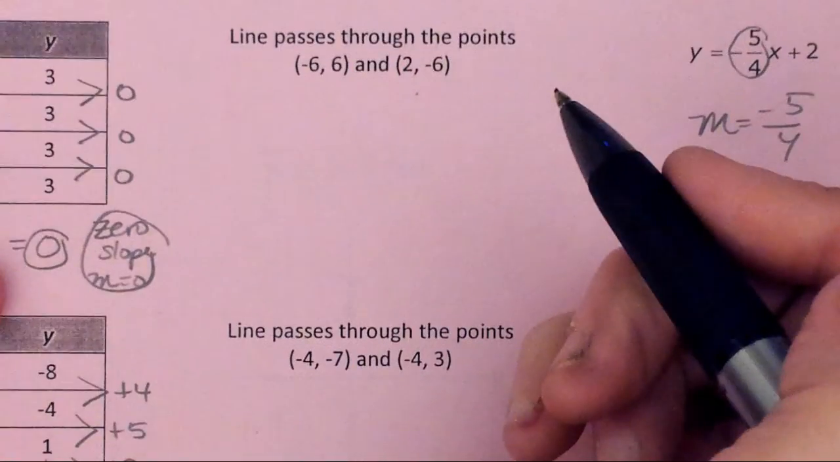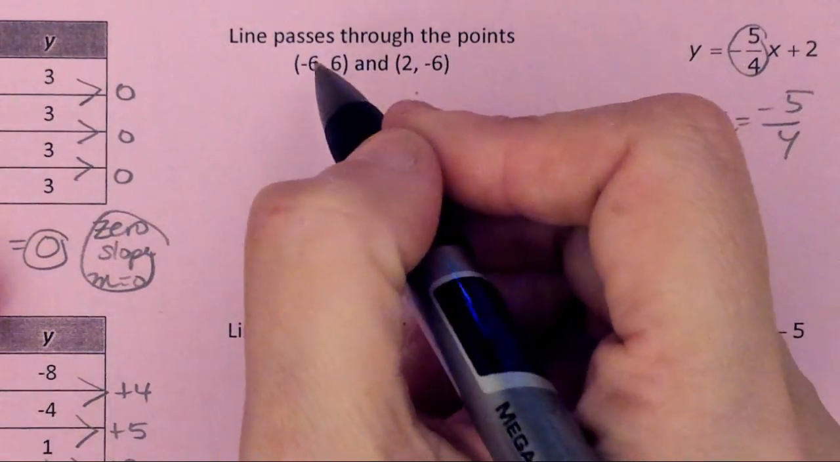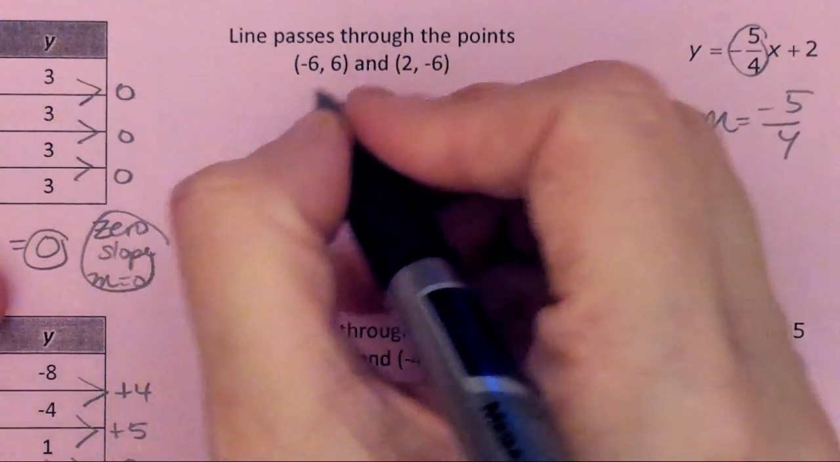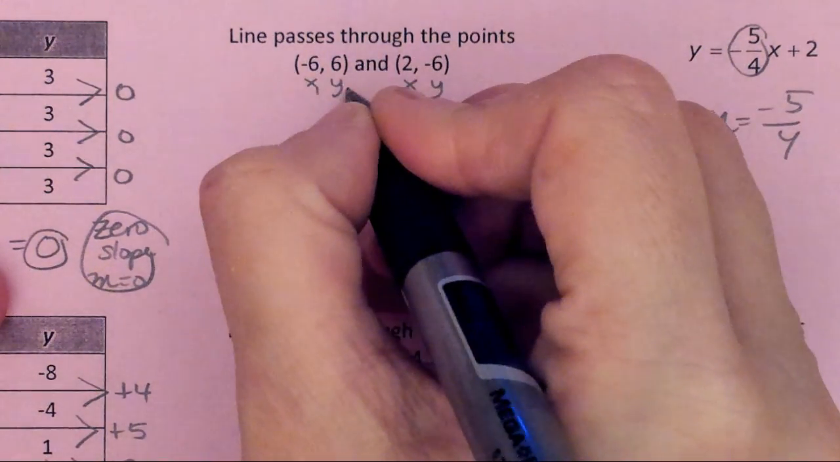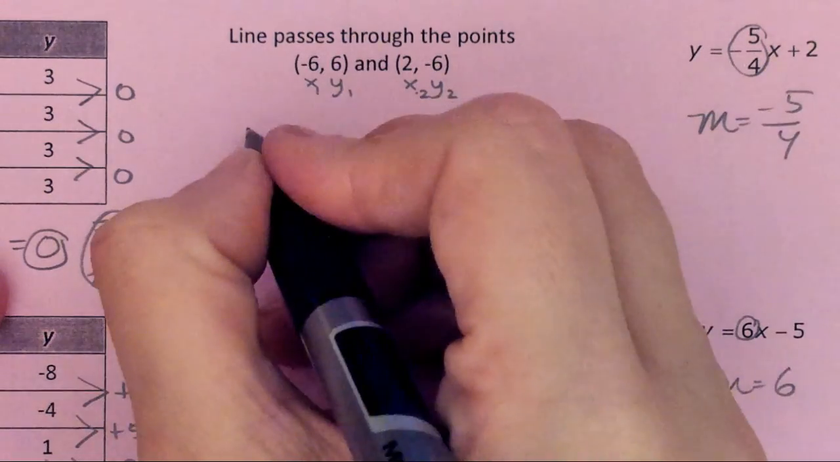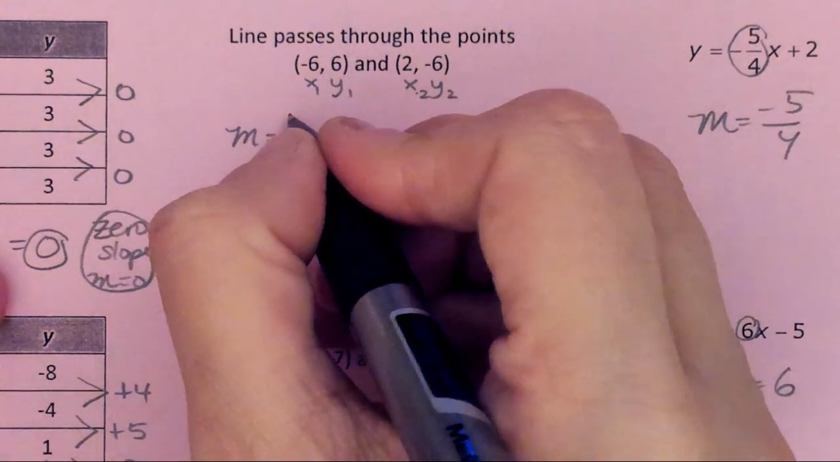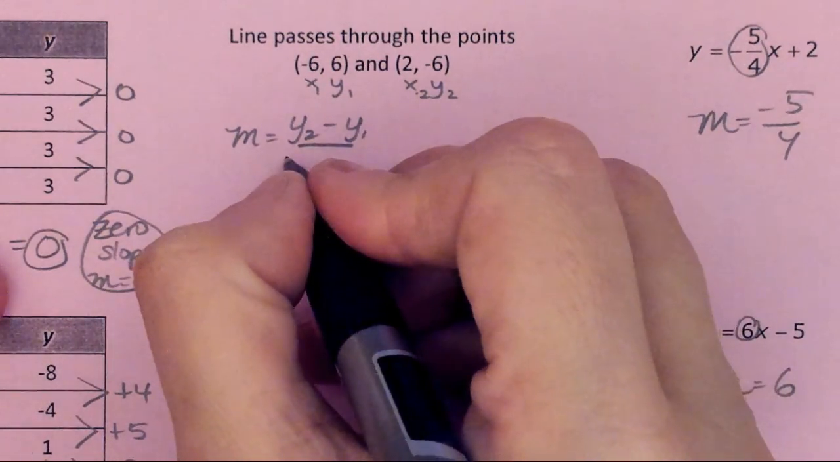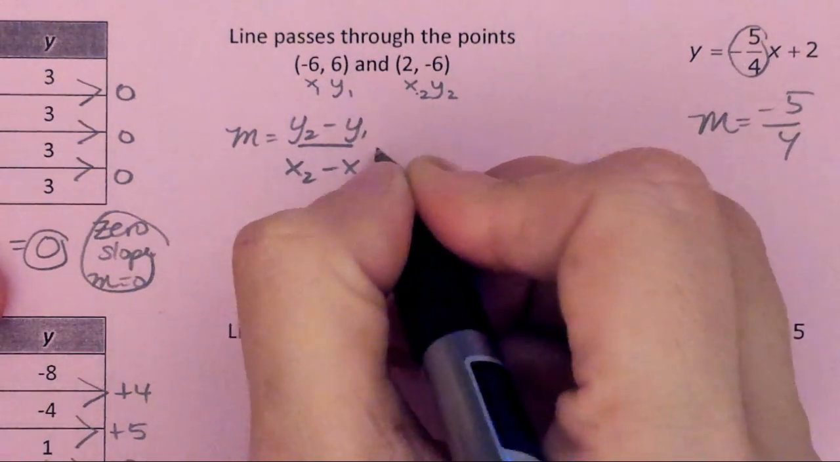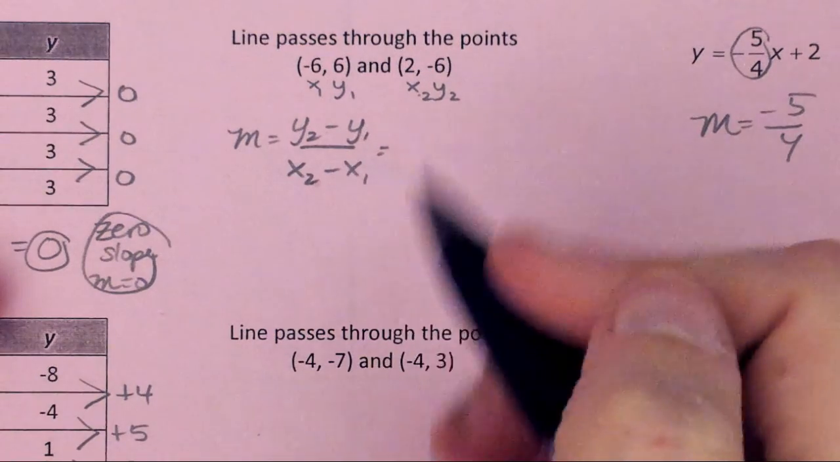Okay, now, let's try the next one. The next one, this line passes through negative 6, 6, and 2, 6. So we're going to do the exact same thing. We're going to label, and then we're going to write our slope formula. And again, I'm not going to require you to write the slope formula, but I don't see why not. I like to write it down because it helps me make sure I put stuff in the right place.